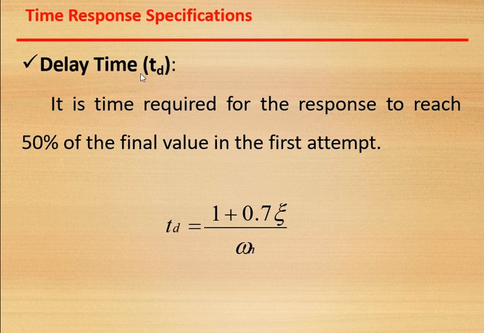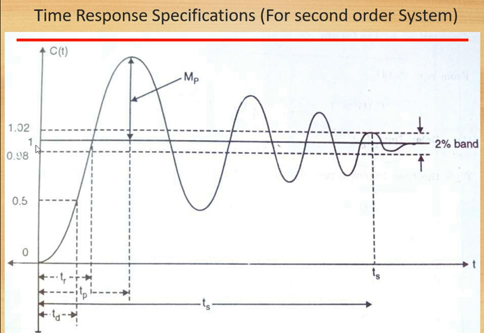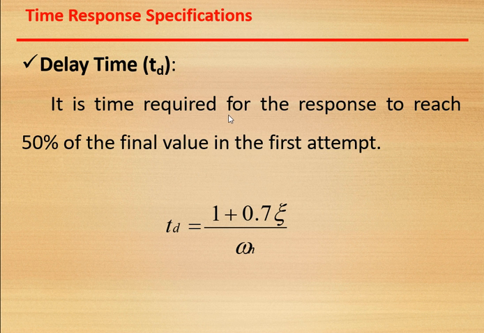If you see this delay time, it is denoted by TD. Okay, so what is TD here? It is the time required for the response to reach 50% of the final value in the first attempt. Now here in this case we have applied a unit step. So what is our final value? That is 1. So what is 50% of the final value? That is 0.5. The definition tells us that it is the time required for the response to reach 50% of the final value the first time. Here the final value is 1, so 50% is 0.5.